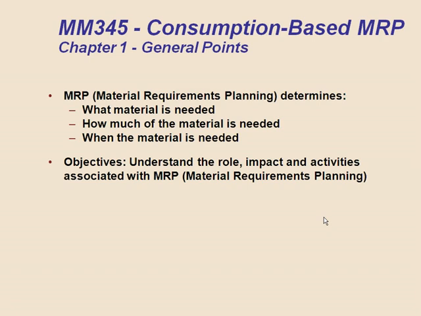So let's try to understand what is consumption based planning or MRP, how it works, what are the elements involved, what is the input, what is the output. As you know, MRP stands for Material Requirement Planning. It determines what material is required, for how much quantity, and when it is required. That's the basic purpose, or the task, of MRP. The central task of MRP is to determine which material is required, for how much quantity, and on which date.